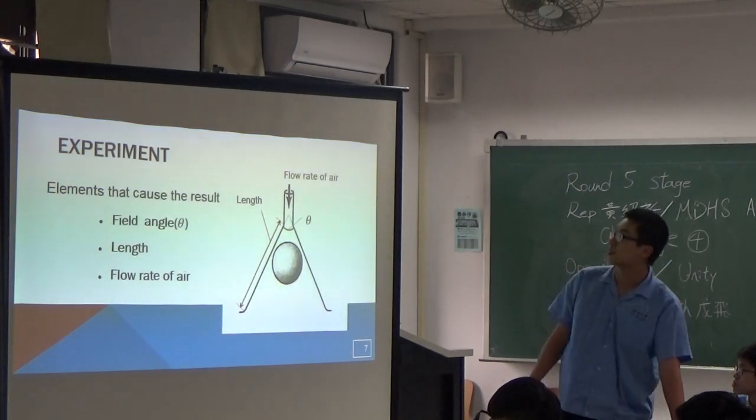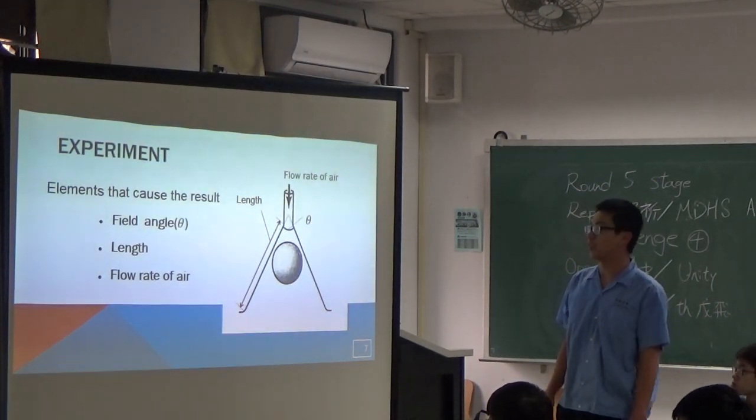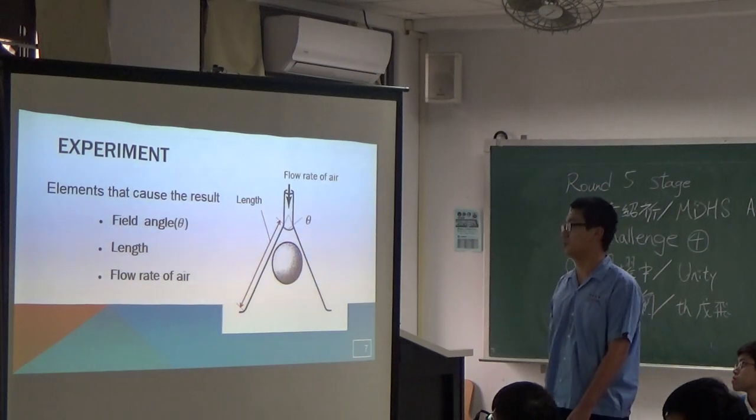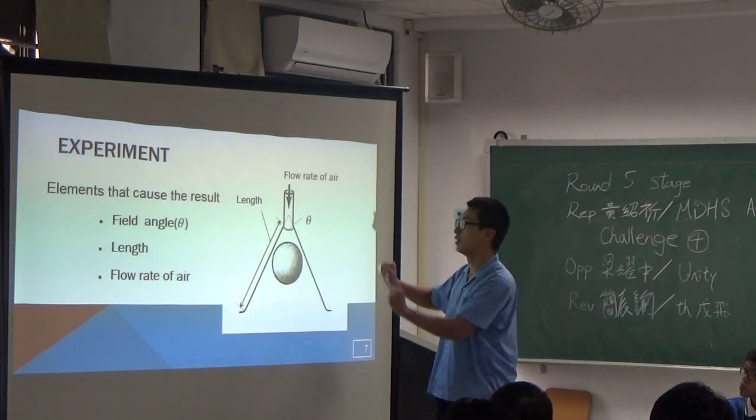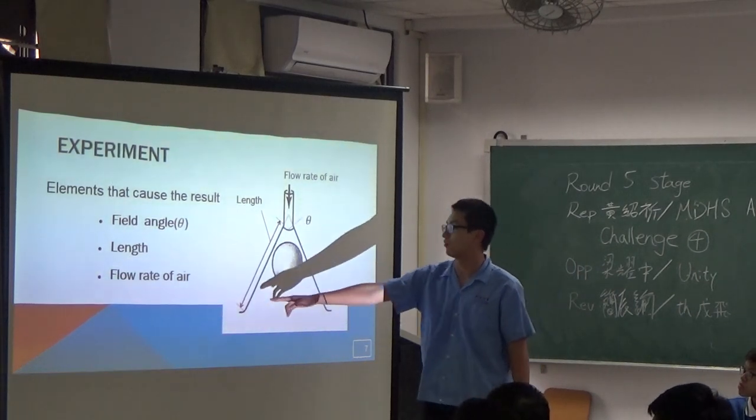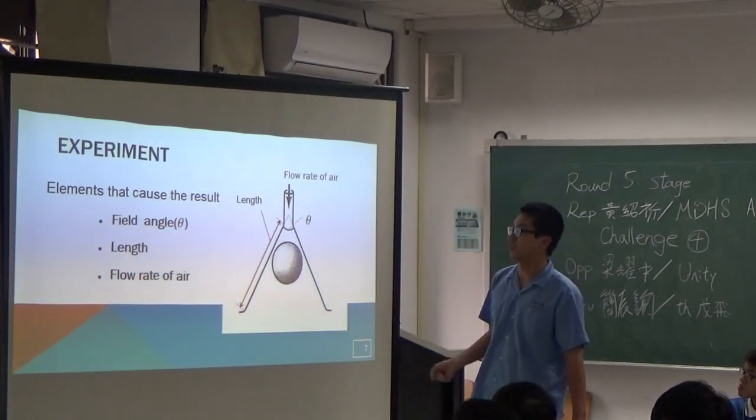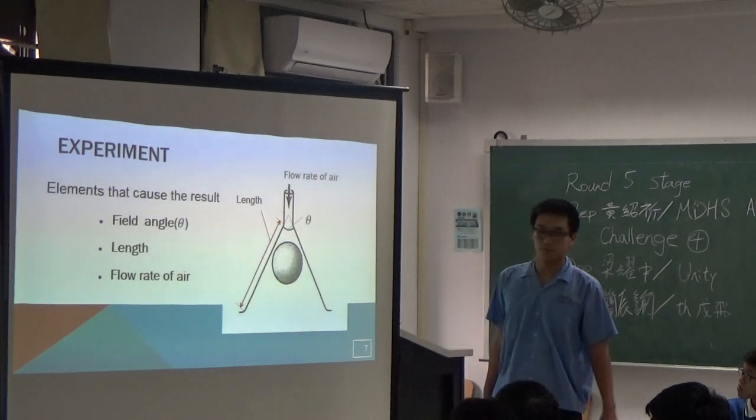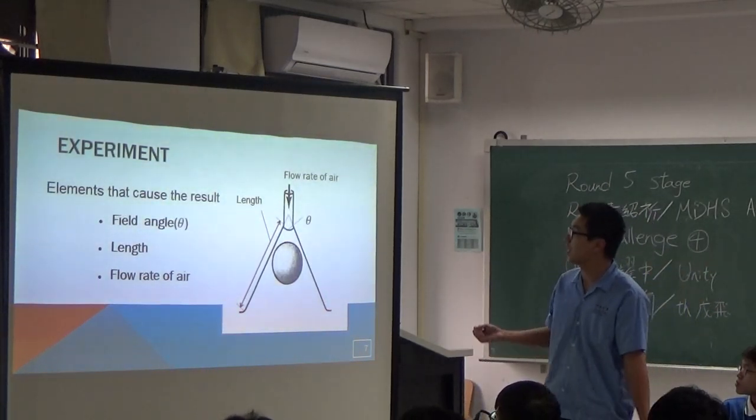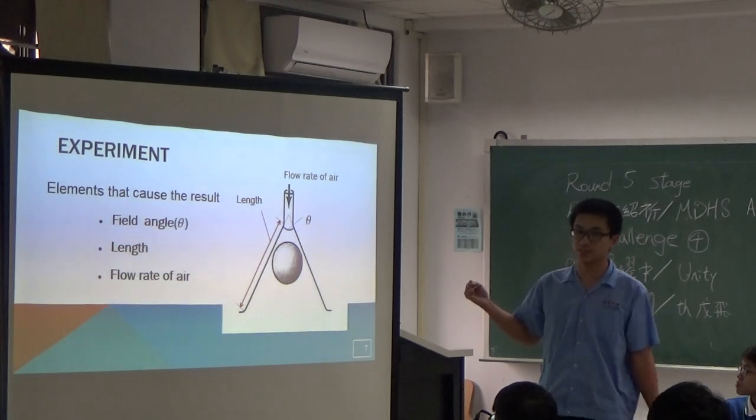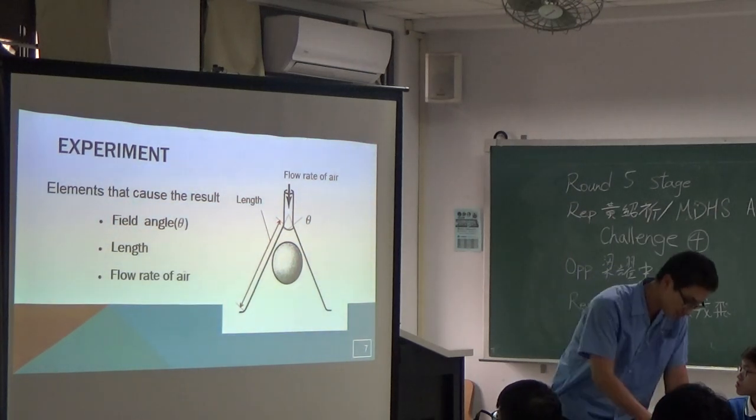And this is our experiment setup. And there are some elements that cause the result. One is the bell angle of the funnel. Second is the length of the funnel. And third is the flow rate of the air. And we define the angle as plane angle instead of solid angle.